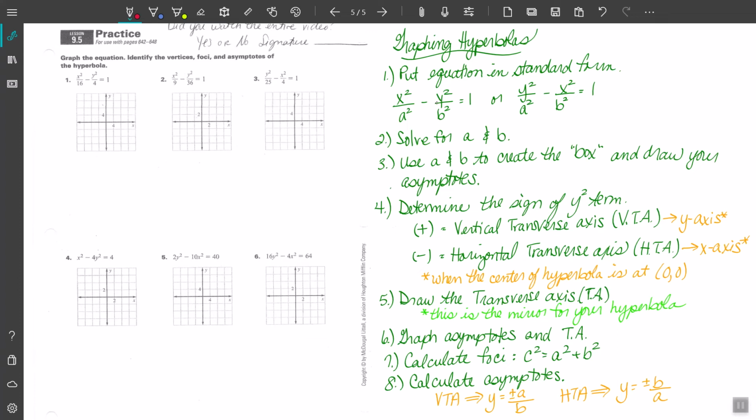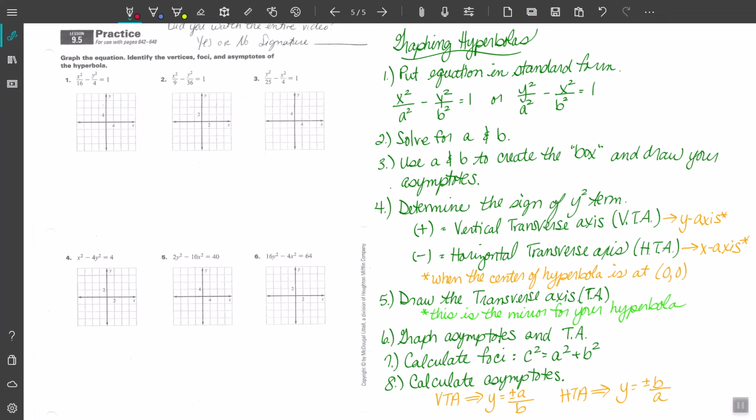So when the y squared term comes after the subtraction sign, then that's going to change the way that our graph orients itself on the coordinate plane. The other possibility is our y squared term comes first and it is positive. If you notice, the a squared and the b squared, they're not going to switch sides here. It's the x squared and the y squared that could be on different sides depending on the problem we're talking about. So number one, we have it in standard form.